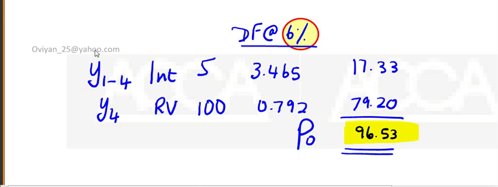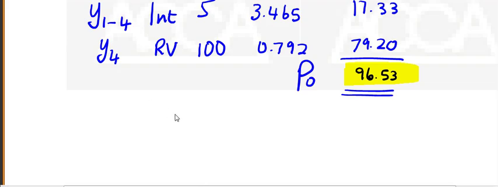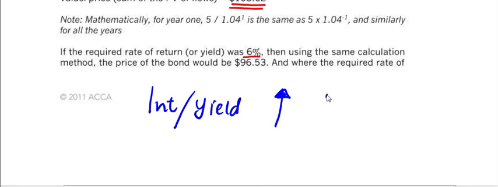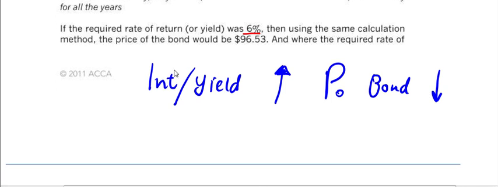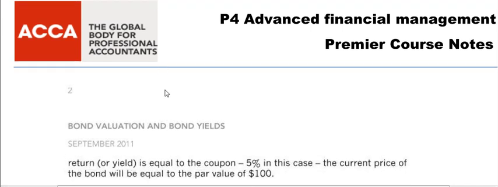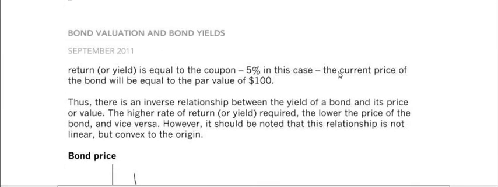So we can come to a conclusion here. I'm going to write the conclusion here. When my interest rates or the yield or whatever goes up, the price of the bond will fall. Is that okay? The price of the bond is going to fall. Now, let's go to the next page.